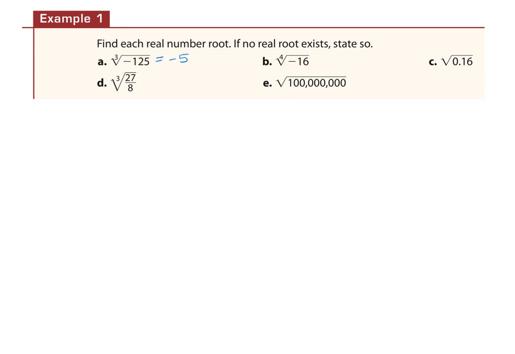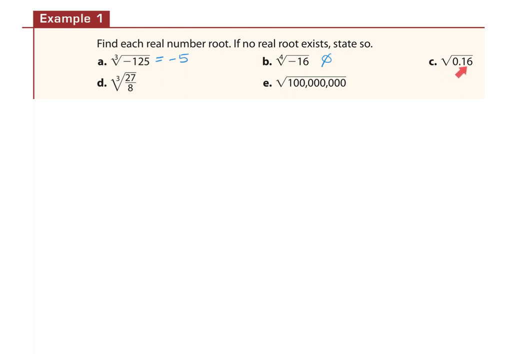It is a negative radicand. My index is odd, so my answer should be negative. If I look at b, however, I have a negative in here and an even root. Well, this does not exist. So we have no solution here as far as real numbers go.